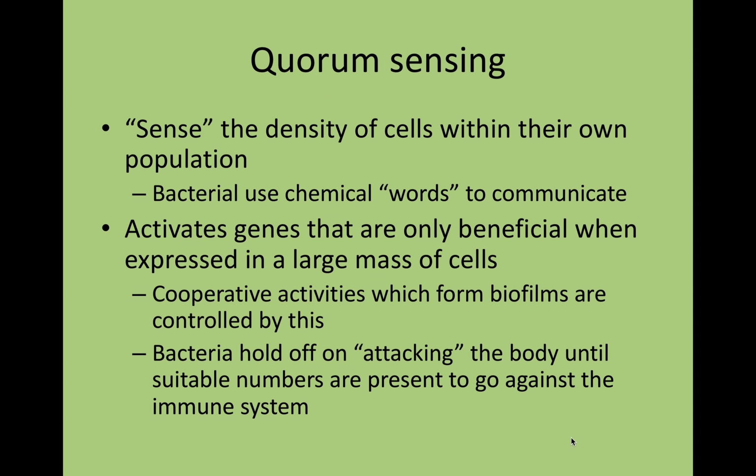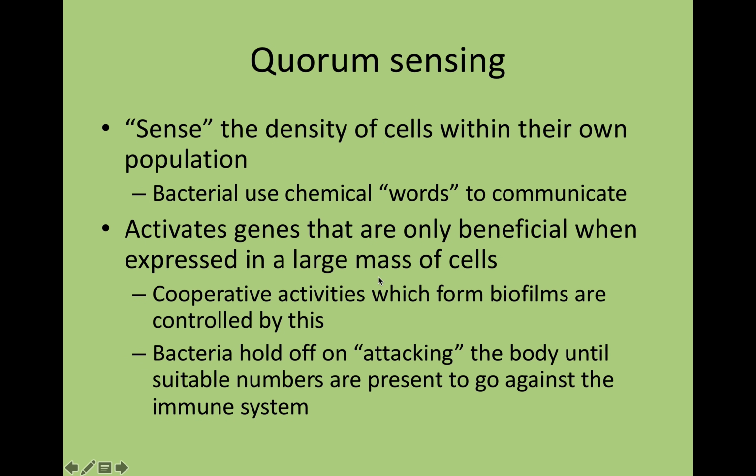The other topic with regulating gene expression is quorum sensing. This is when cells sense the density, the number of cells within their own population. So bacteria are able to communicate using chemical words. A cell will secrete certain chemicals, and other cells can absorb those, and basically they know they're in company. The overall effect of this is that the population will only activate genes that are beneficial when they're expressed in a large mass of cells.